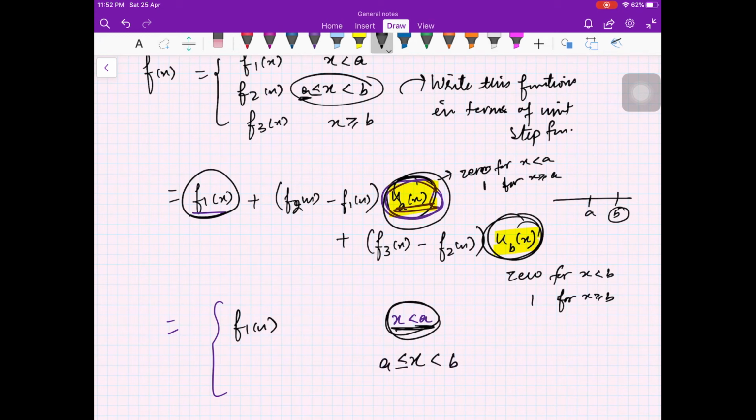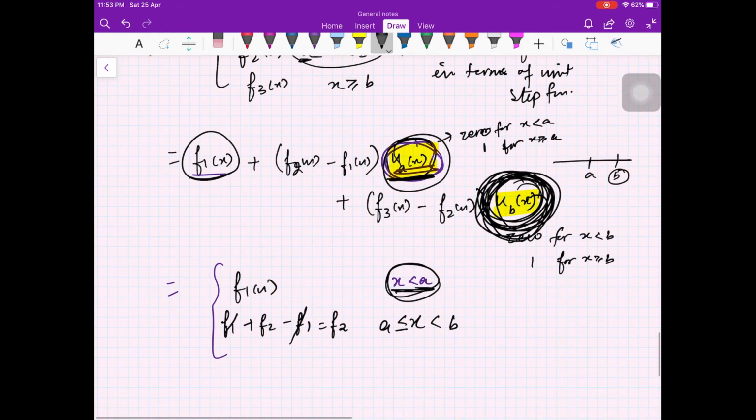Fine. Okay, now when x is greater than or equal to a but less than b, in that case this is 0, because your x is still less than b, but this is 1, so you will get f1 plus f2 minus f1, that will be equal to f2, right?